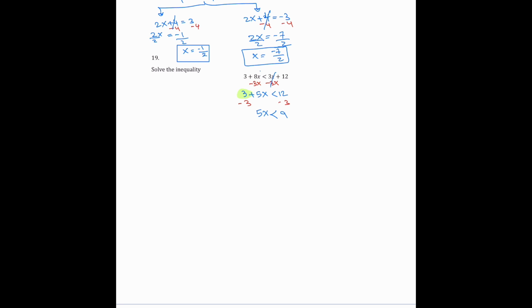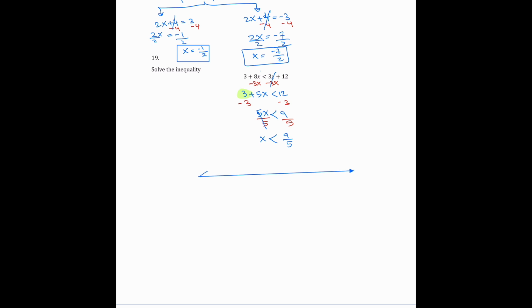And the last step is going to be dividing both sides of the inequality by 5. Since I'm dividing by a positive number, there is nothing that I'm going to change. So this is going to get me x is less than 9 over 5. Now, I'm going to put this on a number line, an open number line.